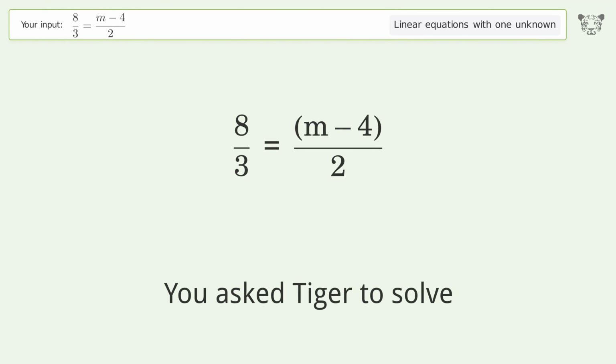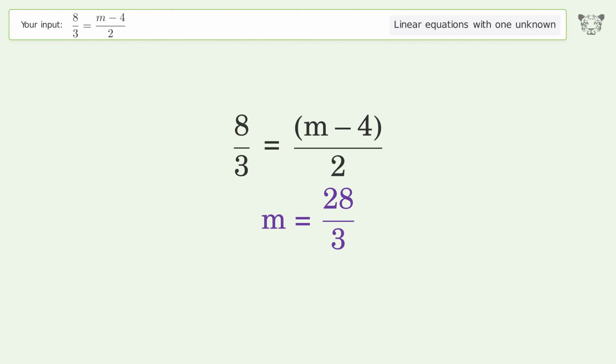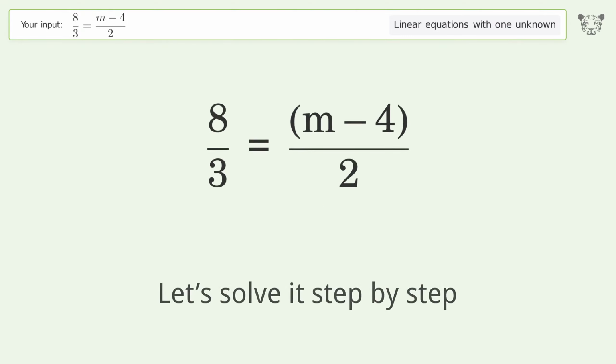You ask Tiger to solve. This deals with linear equations with one unknown. The final result is m equals 28/3. Let's solve it step by step.